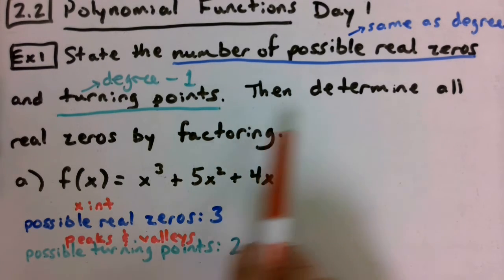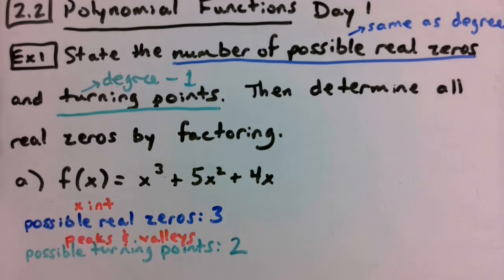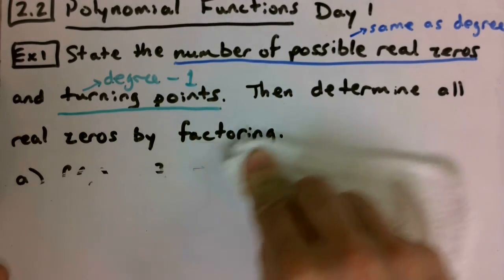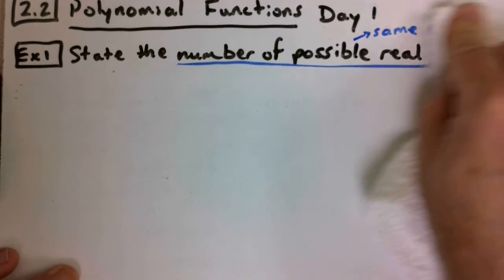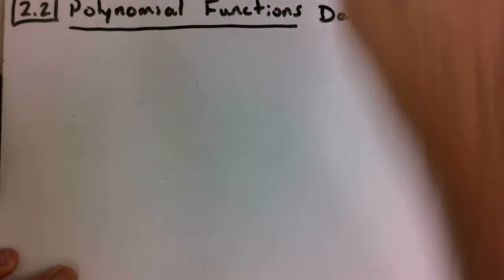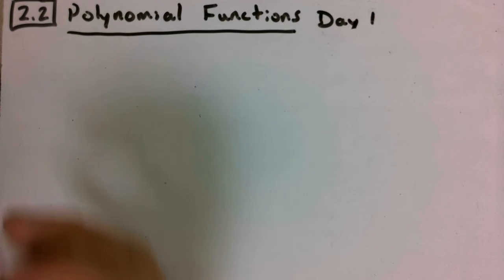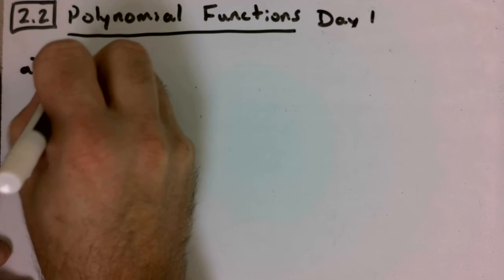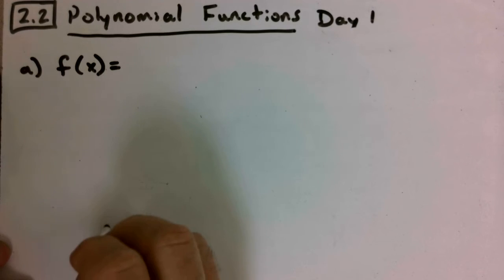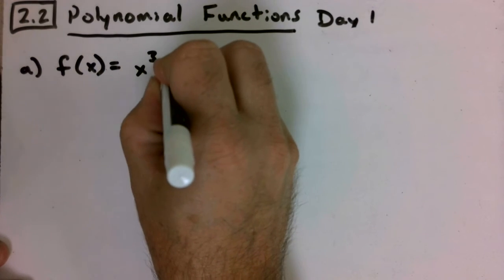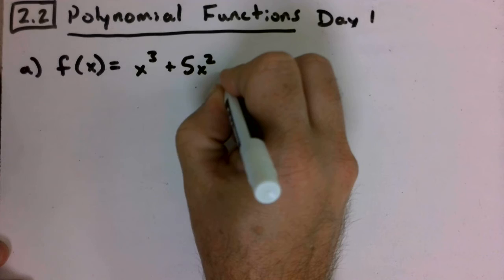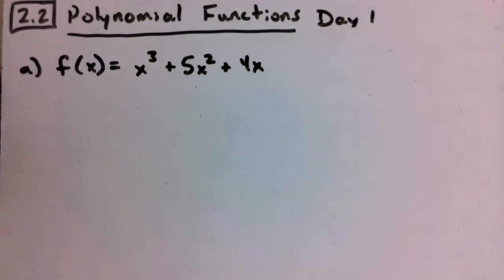From there, though, we do need to determine all of the zeros by factoring. So I need to go through and factor this polynomial. Let me erase a little bit, and then I'll copy it down up above. So here was our function again for letter A. F of x is equal to x cubed plus 5x squared plus 4x. We're supposed to determine all of the real zeros by factoring.